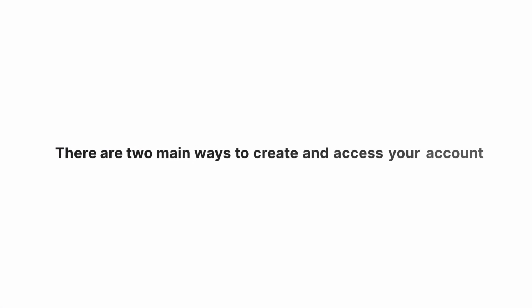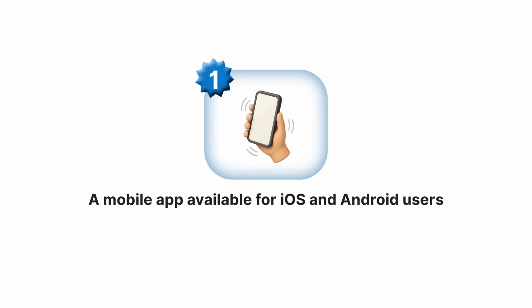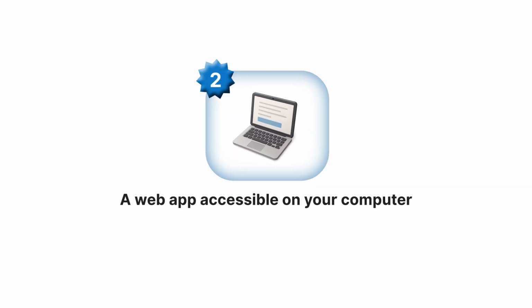There are two main ways to create and access your account. The first is a mobile app available for iOS and Android users, and the second way is a web app accessible on your computer. I do use both, but for this video, I will be using the web app, as you can see, just for ease of recording. And also just to mention, I do have the core plan. Now let's get your account set up.